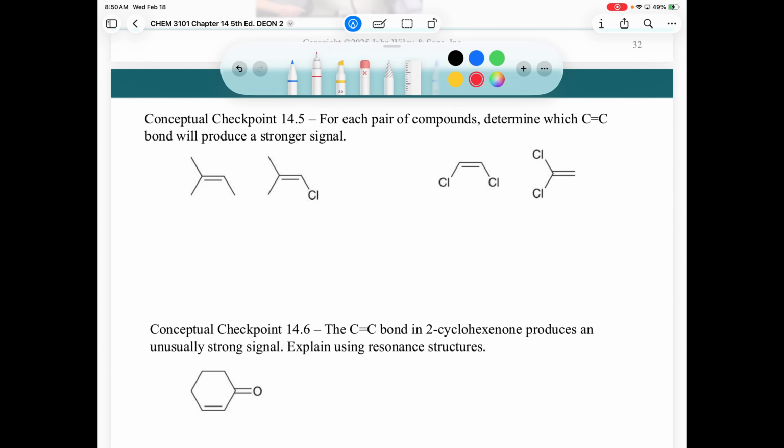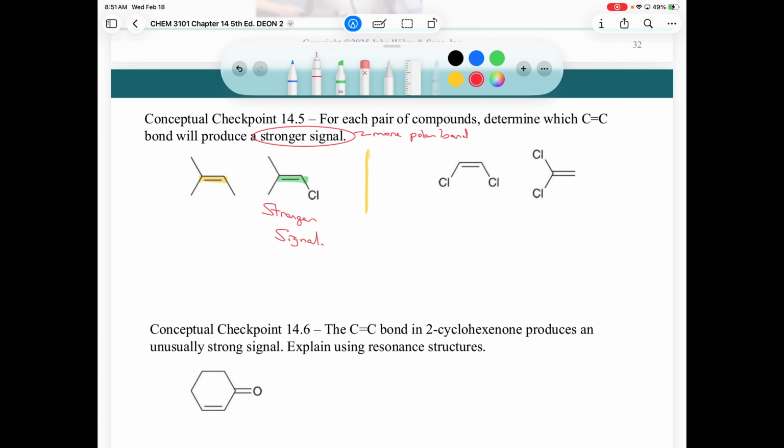But anyhow, let's see if we can tackle these ones here. It says, for each pair of compounds, determine which carbon-carbon double bond will produce a stronger signal. Now remember what our conclusion was: we said a stronger signal is going to come from the more polar bond. Okay, so there's two examples here. Let's just do this one. If I highlight this double bond in yellow and this double bond in green, which one of those do you think has a stronger dipole? The one with the chlorine on it, right? Absolutely. So we'll put here stronger signal, right?